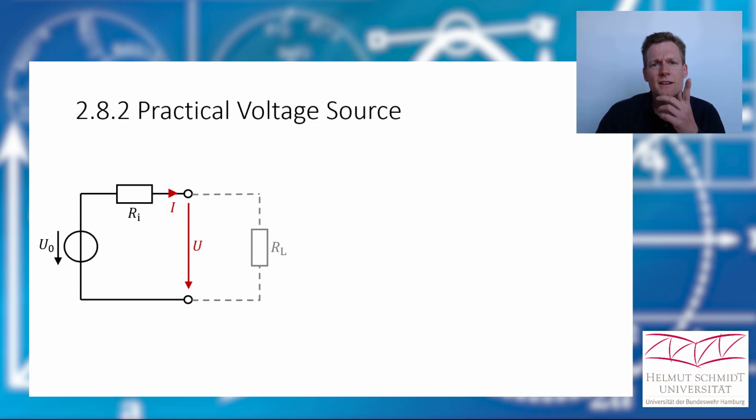Okay, but there will be a voltage drop at the inner resistor and this voltage drop is dependent on the current which flows out of our source. And now we can calculate the voltage at the clamps, so the output voltage of our source can be calculated with Kirchhoff's voltage law, and it looks like this.